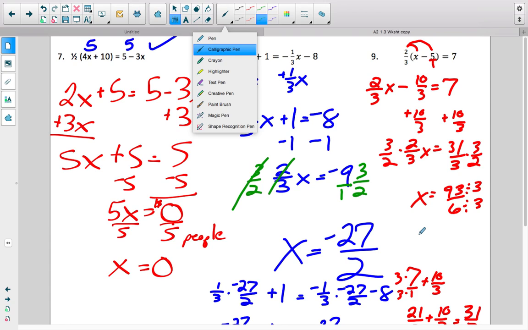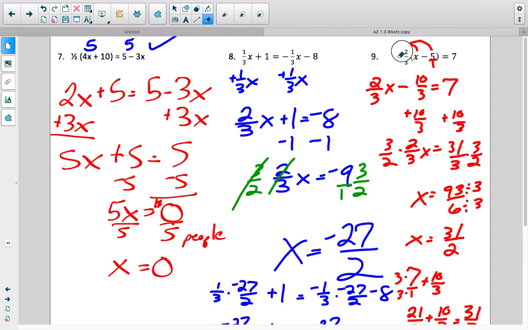Something feels funny here because I get 30. Oh, I get 31 over 2, not 31 over 3. Okay, good. I get 31 over 2, and that's my answer.